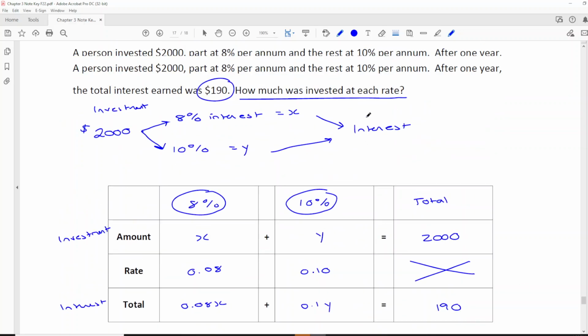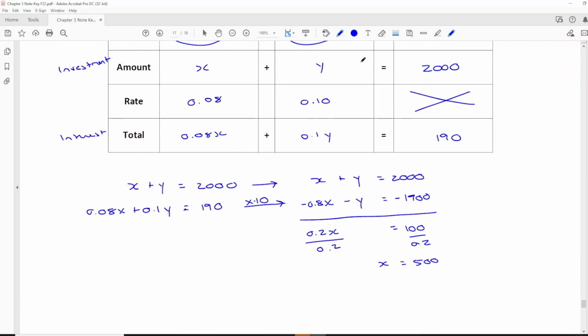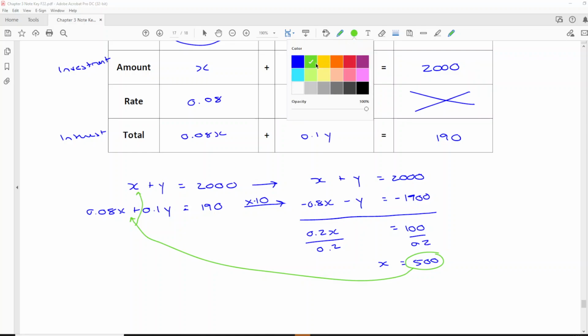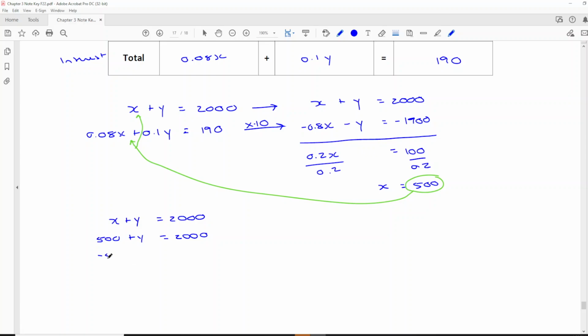Now, did they want to know how much was invested at each rate? Yep. So now I know the amount invested at 8%. To find the amount invested at 10%, I'm going to take this 500 and plug it back into either of these two equations for x. I'm going to plug it into that top one because it looks easier. So x plus y equals 2,000, and in for x, I'm going to put 500. And then I'm going to subtract 500 from each side. And I get y equals 1,500.